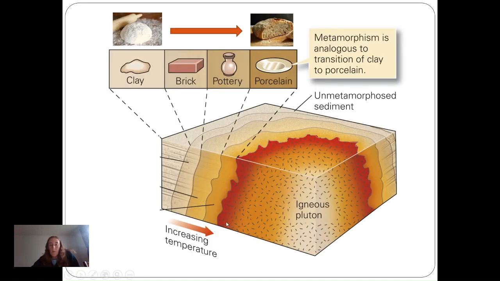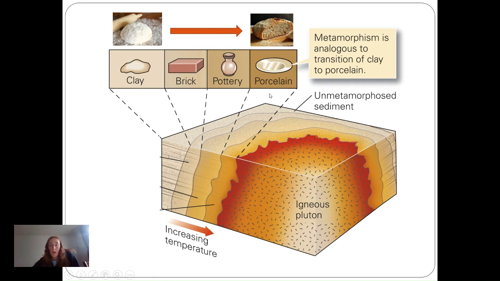As an example, the redder colors here indicate a magma chamber. If you have rock that is right adjacent to that magma chamber, on the outside of that heat source, the more heat you have, the more likely the rock is to turn into a different rock. An example of this is how porcelain is produced. If you start with clay and heat it up a little bit, you can get brick, but if you heat it up more, you can get pottery. And if you heat it up even more, then you can get porcelain.